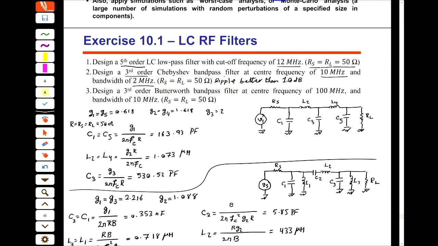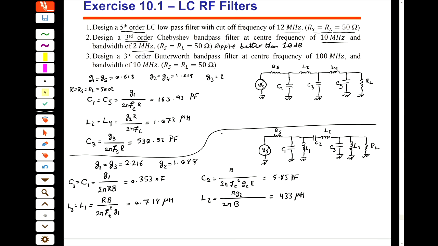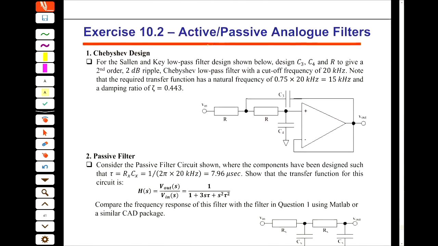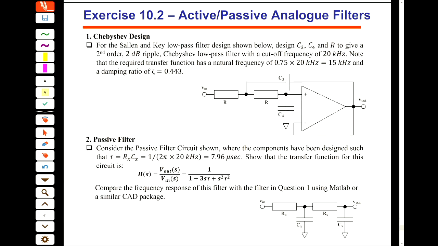So the last question actually is third order Butterworth. I think it's quite similar to question number 2. I will upload the solutions. You can follow that. The same formulas you can use. The only thing you need to check is the Butterworth table with equal terminations and find the coefficients. Okay? Any question on this? Clear?